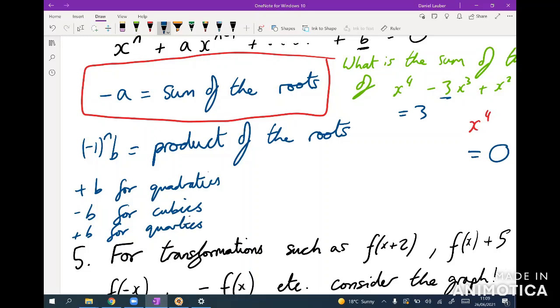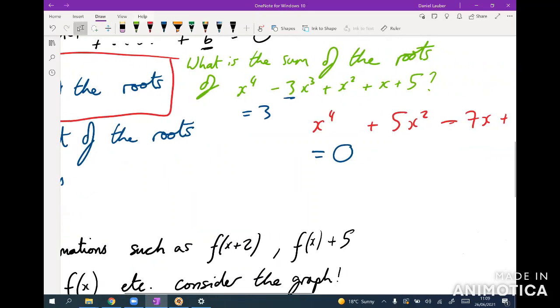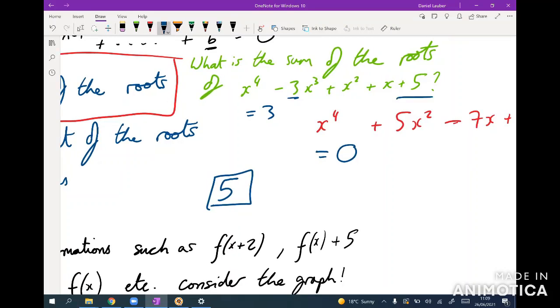Okay, and so for example, in this question, we know that this is a quartic, so the product of the roots equals 5. In this one here.